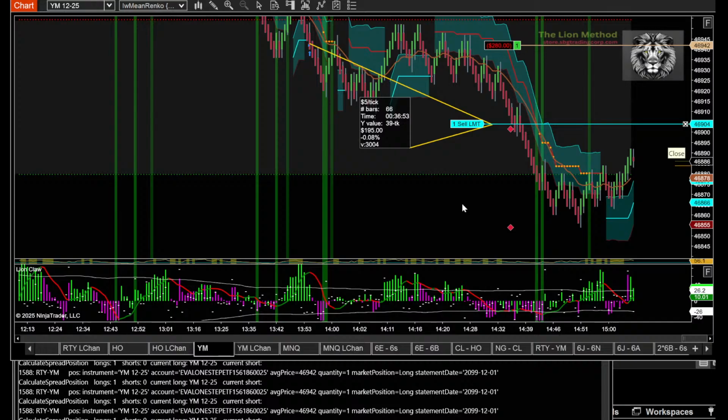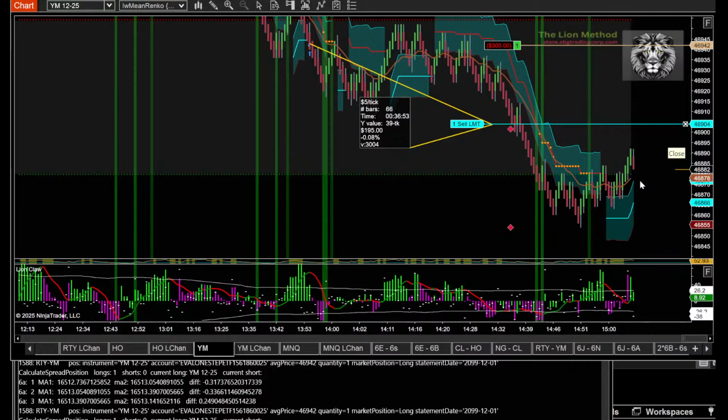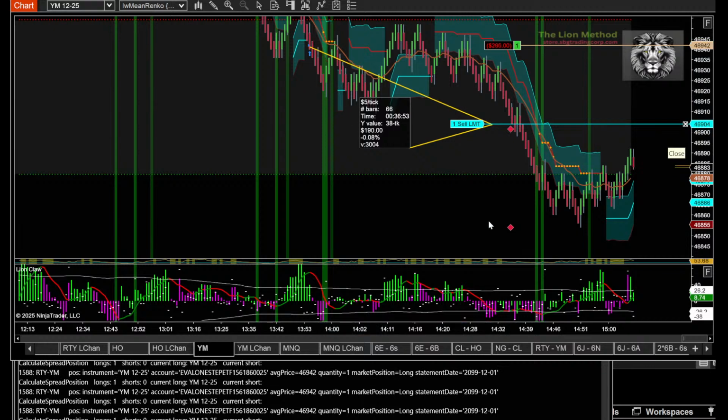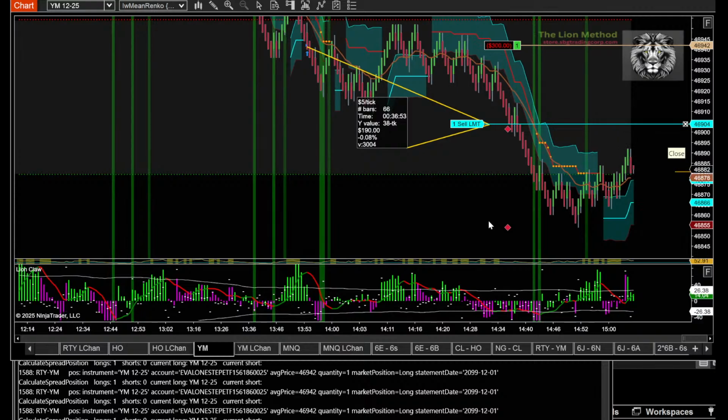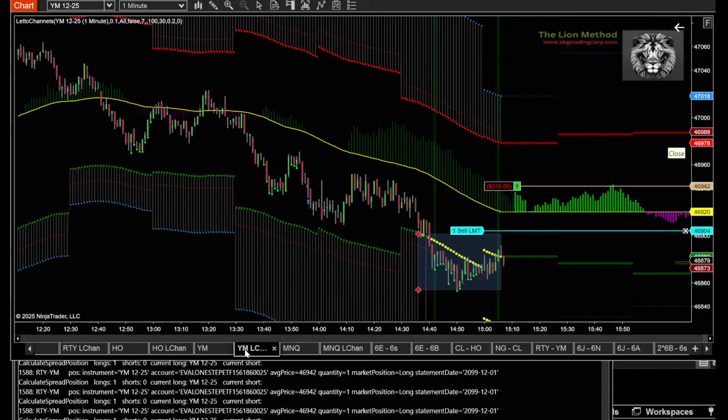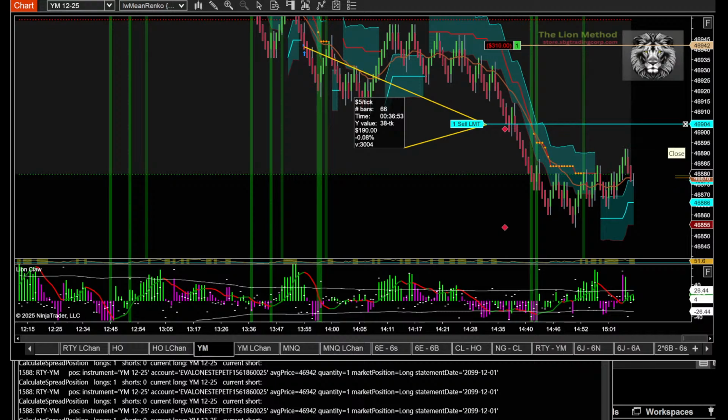He's crawling up there. I think that's about 190. Nice to go long there, huh? Russell hit the Leto channels oversold. Beautiful bounce. And we're back to break even.